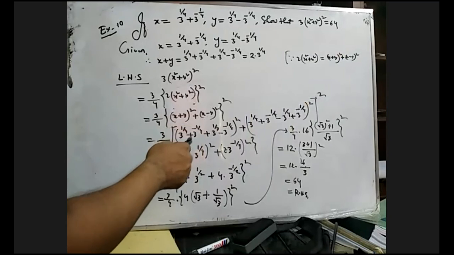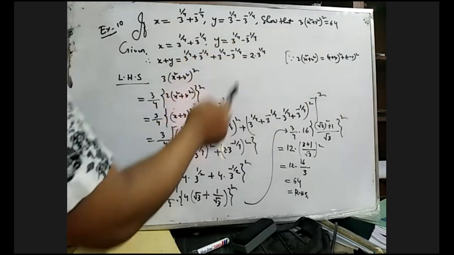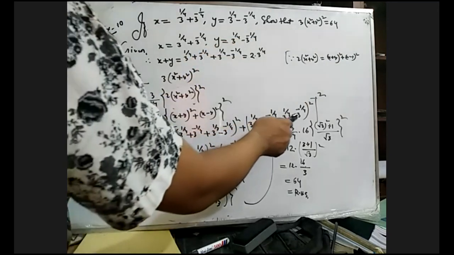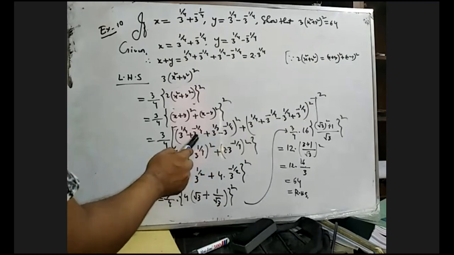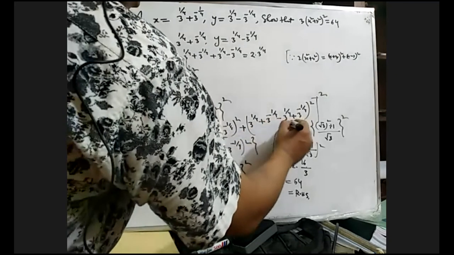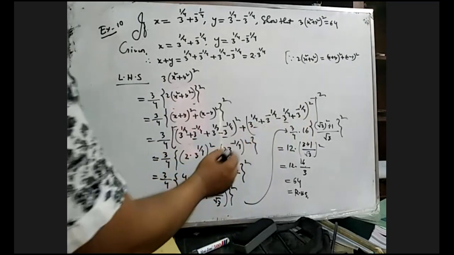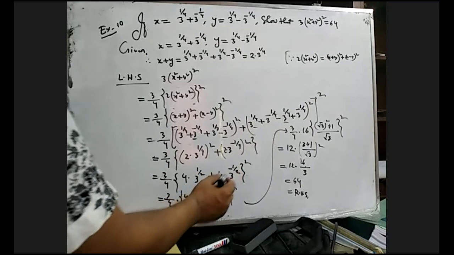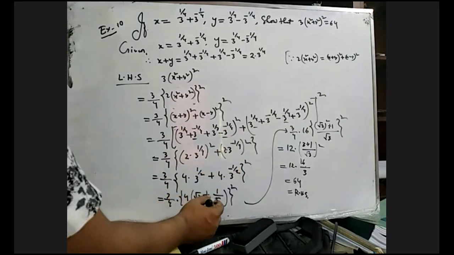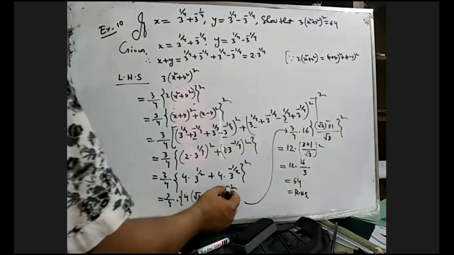Just putting x equals to 3 to the power 1 by 4 plus 3 to the power minus 1 by 4 and y equals to 3 to the power 1 by 4 minus 3 to the power minus 1 by 4. Okay, so this and this will be cancelled, this and this will be cancelled here. So 2 into 3 to the power 1 by 4 and 2 into 3 to the power minus 1 by 4, 3 to the power half and 3 to the power minus half. This is root over 3 plus 1 by root over 3. So just taking 4 common, we get this one.